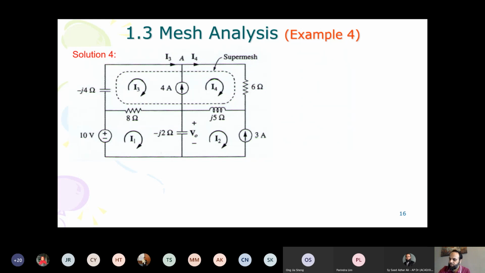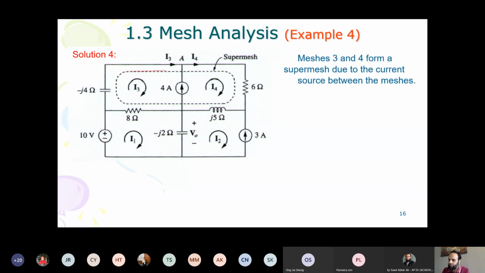So this is the super mesh, which will replace meshes 3 and 4: I1, I2, I3, and I4. So I'm naming them again, I1, I2, I3, I4. I2 we already know is minus 3. By the way, it was actually 3 angle 0, right? But 3 angle 0 means the real part is 3 and the imaginary part is 0, so we can write just 3. Just recall from complex numbers.